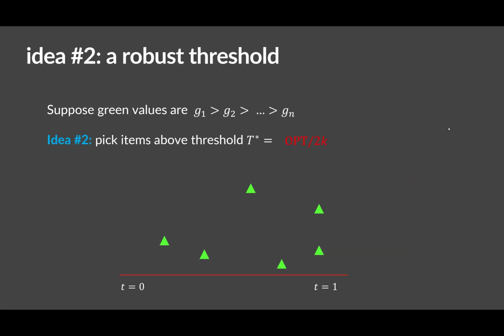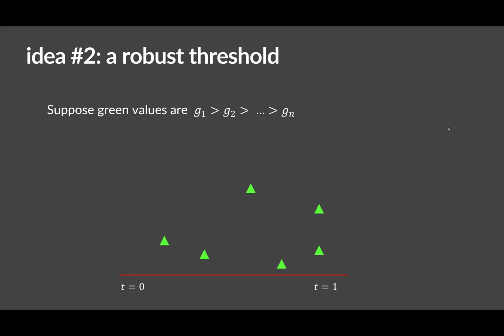So here's a different algorithm. Pick items above a threshold, opt over 2, over half the array. Okay. So if I pick k items, I'll pick opt over 2k. But maybe picking just items above opt over 2k is not picking all of them.